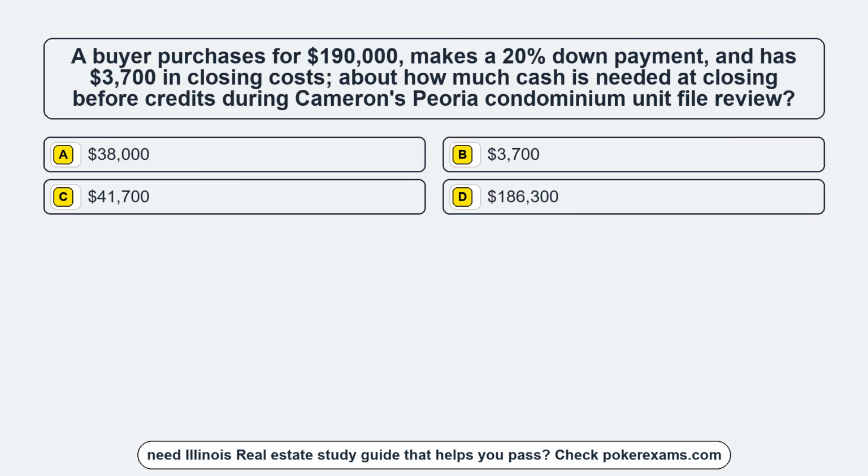Question 15. A buyer purchases for $190,000, makes a 20% down payment, and has $3,700 in closing costs. About how much cash is needed at closing before credits during Cameron's Peoria condominium unit file review? Option A, $38,000. Option B, $3,700. Option C, $41,700. Option D, $186,300.